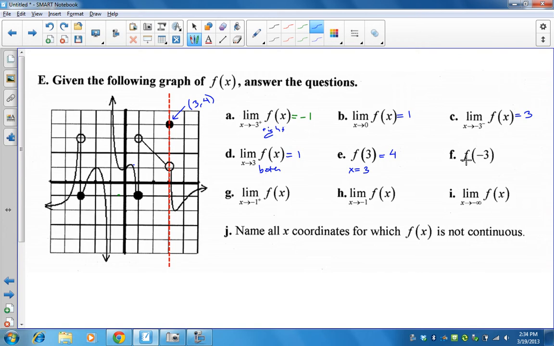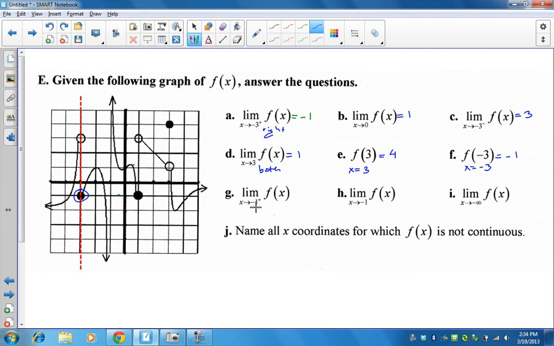Number F here, f of -3. So we're going over to -3, and if it's f of, that means you want to know what's happening exactly when x equals -3. And when x equals -3, I have a bold point right here, and that's at a y-coordinate of -1.